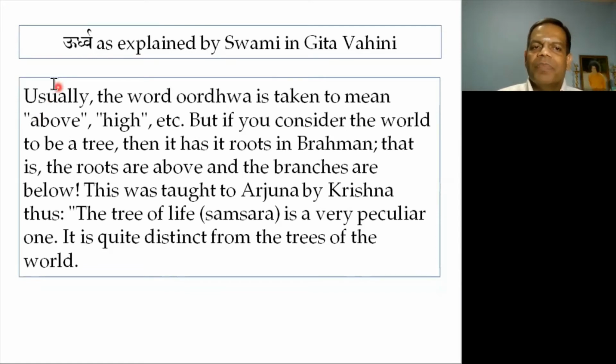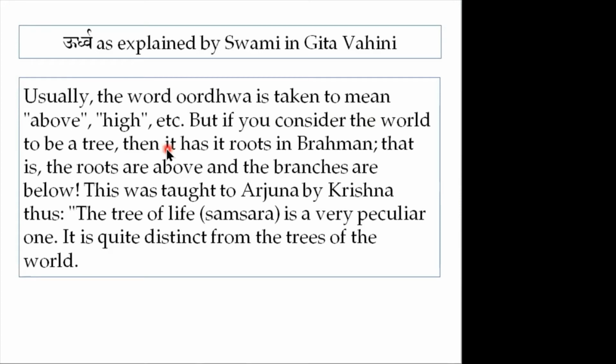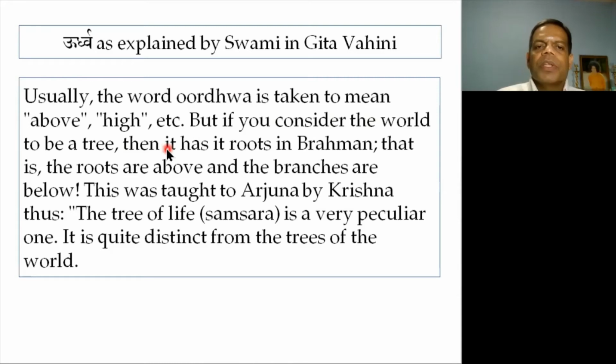So Urdhva, as explained by Swami. I'm just going to read. Usually the word Urdhva is taken to mean above or high, etc. This is from the Gita Vahini, I think chapter 25. But if you consider the world to be a tree, then it has roots in Brahman. That is, the roots are above and the branches are below. This was taught to Arjuna by Krishna thus.